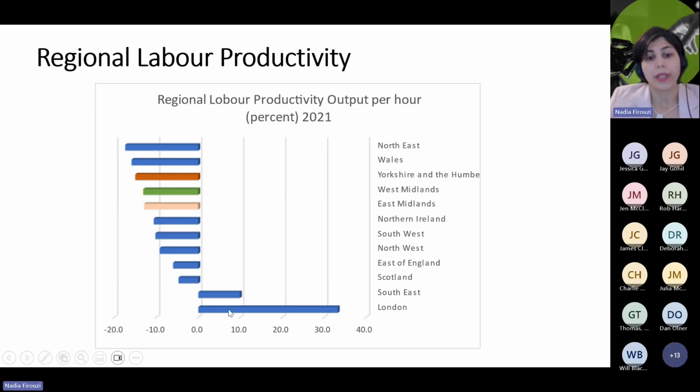So if you go to this side, the 0, and then anything positive, it comes to London and the Southeast. In terms of productivity, because of London and the Southeast, they have really positive productivity compared to the average. The other regions show a negative one when indexed against the 0 for the UK average.